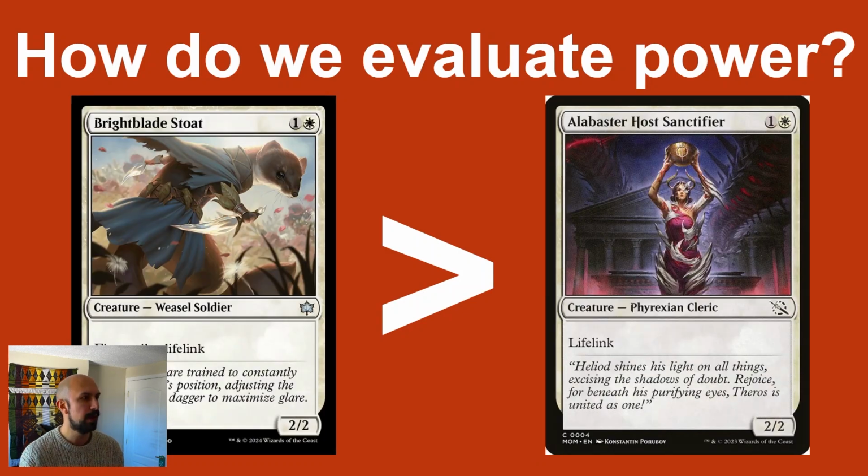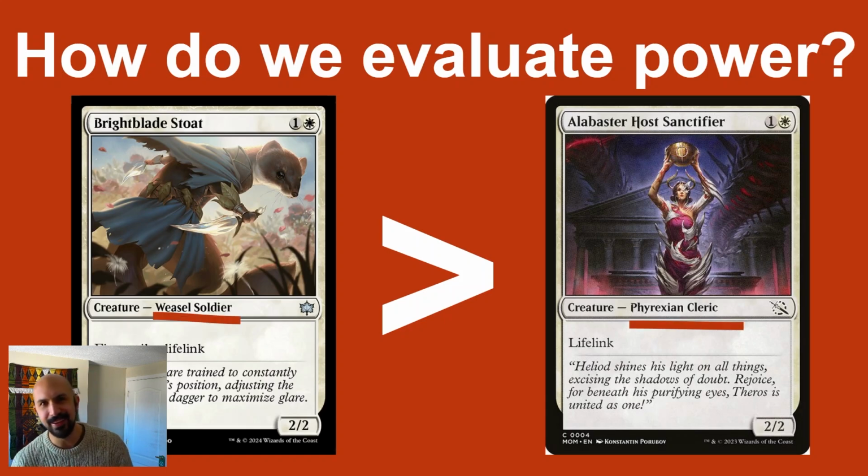Then we can further go ahead, and once again, I'm covering it up a little bit, is that Brightblade Stoat is at the same mana cost and the same power and toughness, a first strike lifelinker, which makes it, of course, better than Alabaster Host Sanctifier.